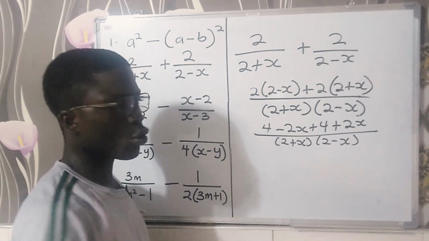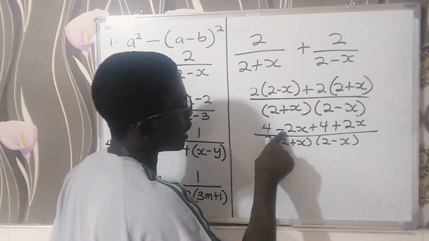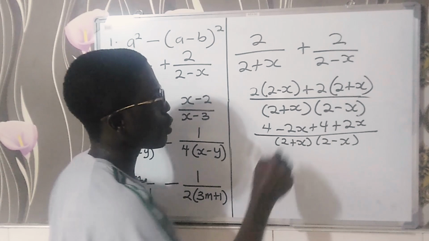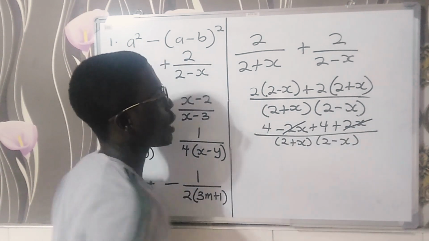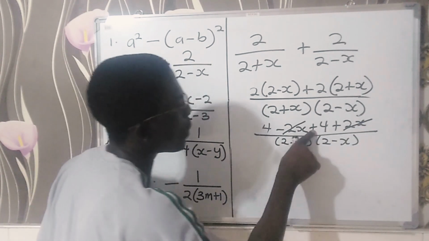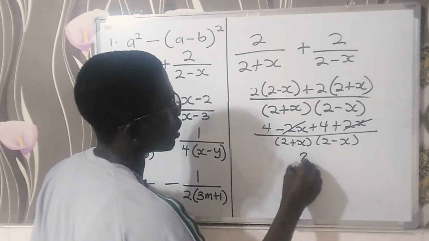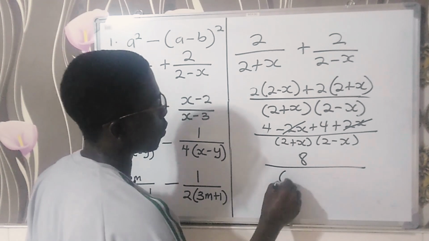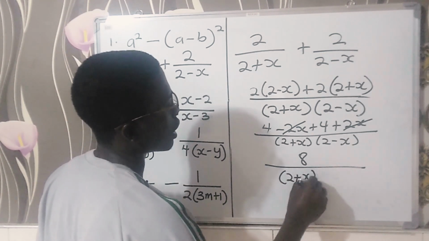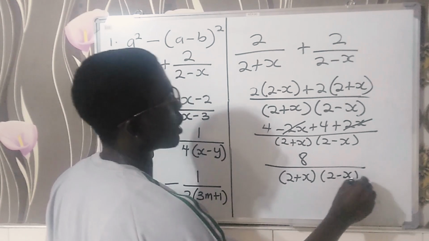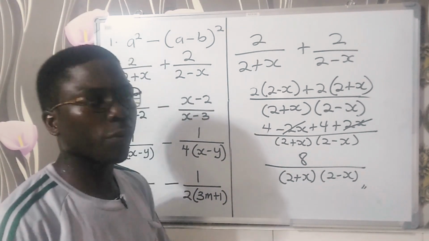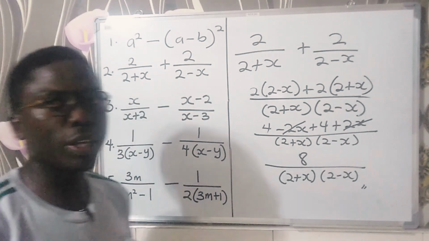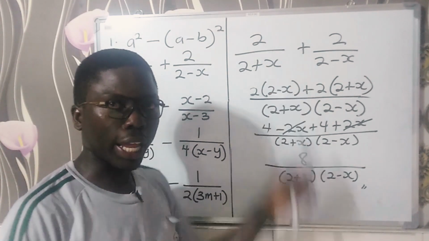Now, straight away, this negative 2x cancels this positive 2x. So this cancels this. And then now 4 plus 4 will then be what? 8. And so the final answer will be 8 out of 2 plus x, 2 minus x. That is all for question 2. So if you want to copy, you pause the video and then you write everything.